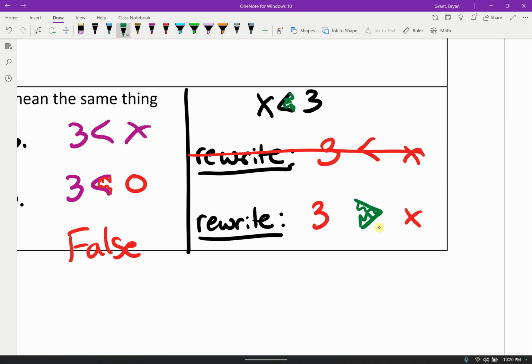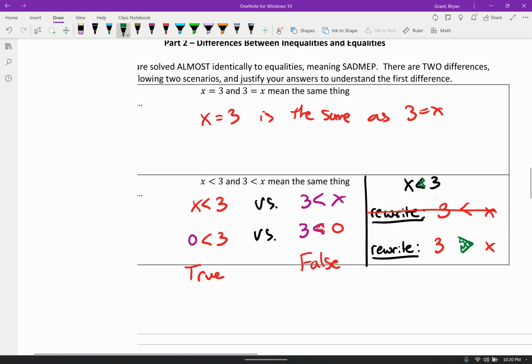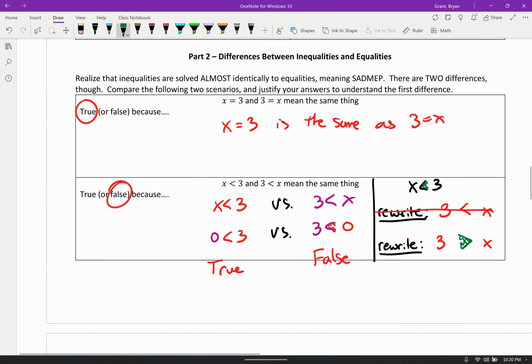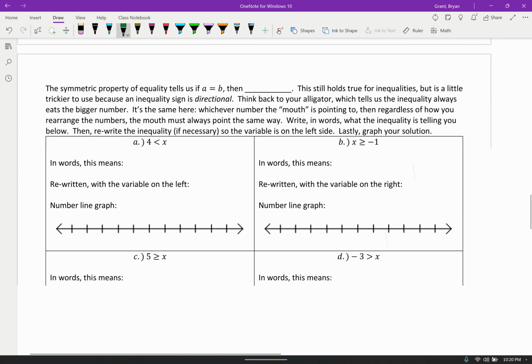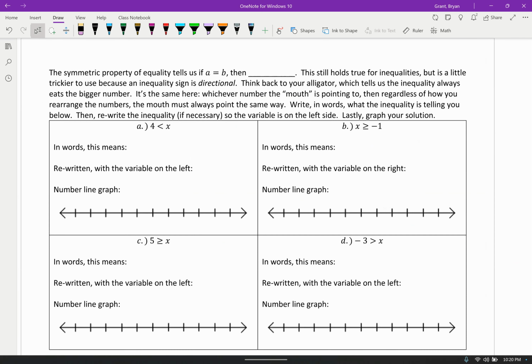And so, x less than 3 is the same as 3 is greater than x. If you switch the sides, you need to switch the direction of the inequality sign. And that is weird. But we're going to practice that a whole bunch of times. So jumping on to our next page, we have a couple practice problems.